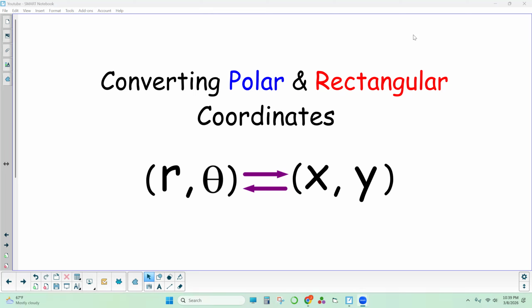Today we are going to convert polar and rectangular coordinates. That is going from polar form of a coordinate, which is r theta, to rectangular form of a coordinate, which is in terms of x and y, and we will go back the other way as well, from rectangular to polar form.